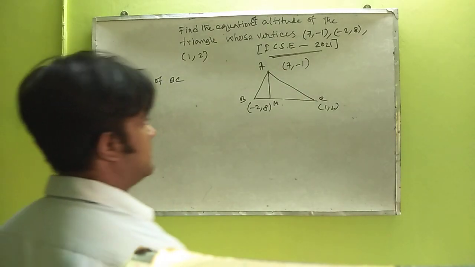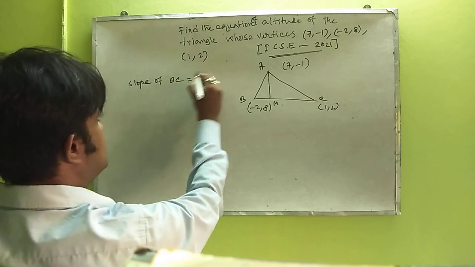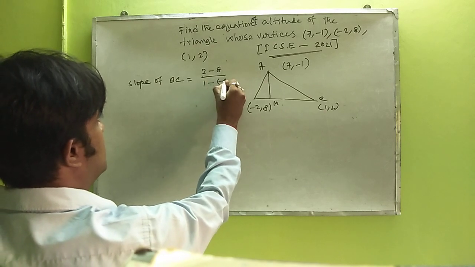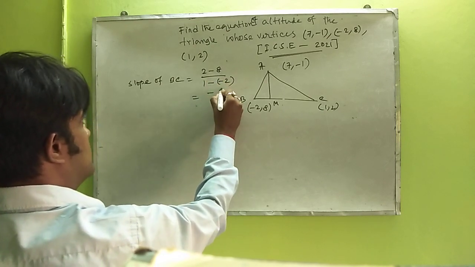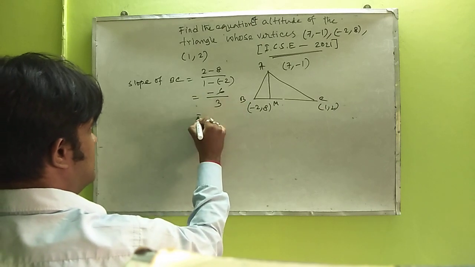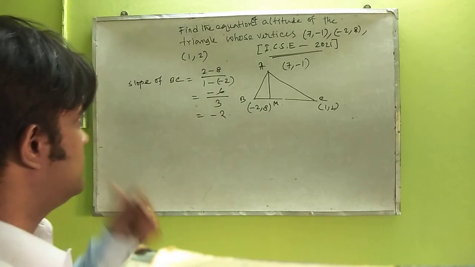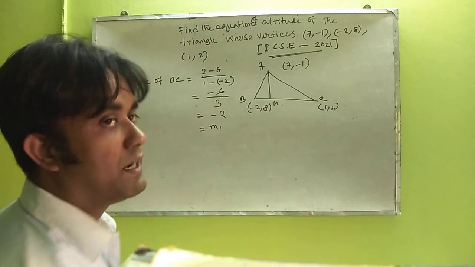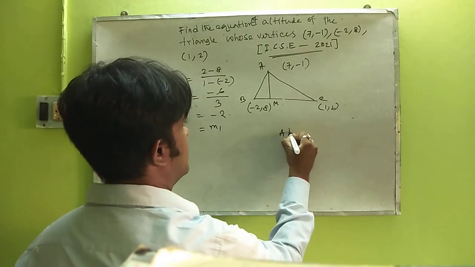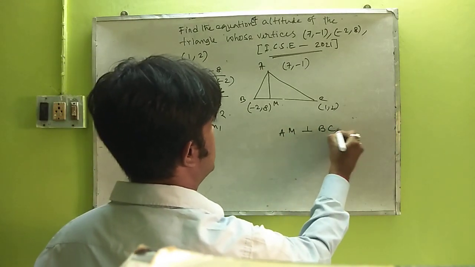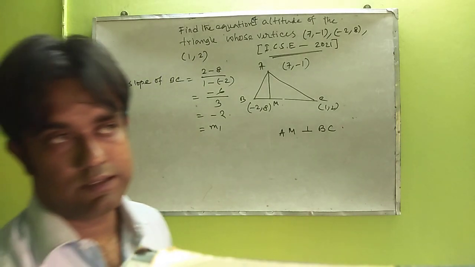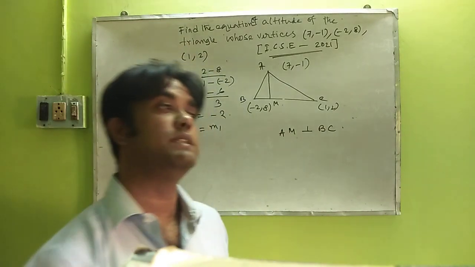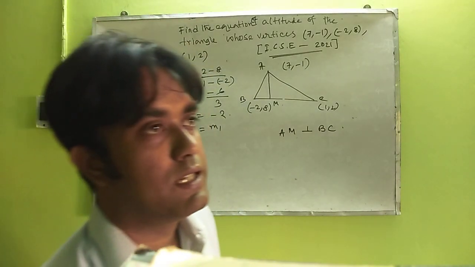Now the slope of BC is 2 minus 8 by 1 minus 2, that is minus 6 by minus 3, which is 2. Now, as AM is perpendicular to BC, what is the condition of perpendicularity of two straight lines? We have already discussed in the previous class, which is m1 into m2 is equal to minus 1.